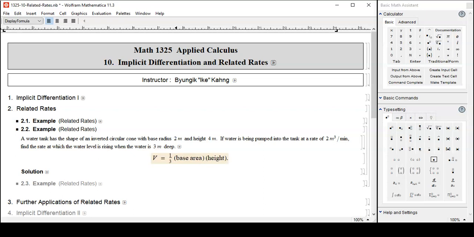Remember this? What's the base area? It's a circular cone, so it's pi r squared. What's the height or depth? Because this is inverted. There goes your first equation, but your trouble is just beginning.